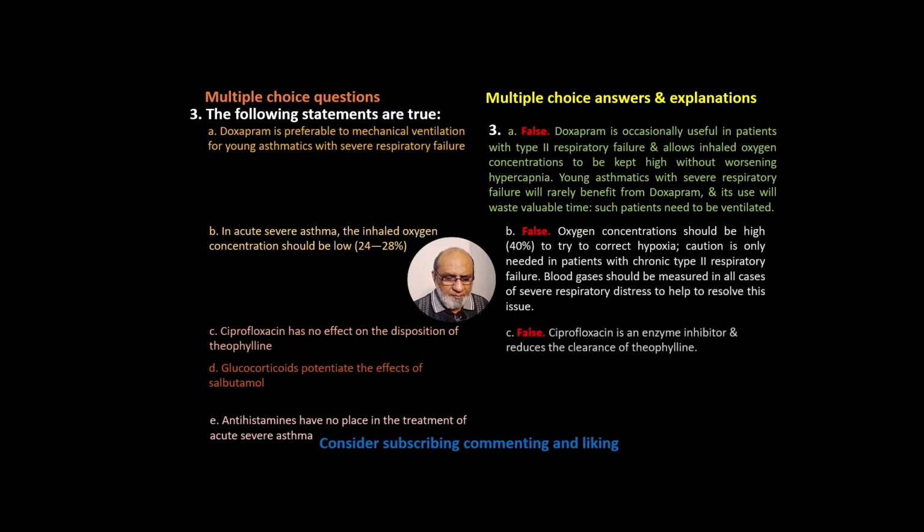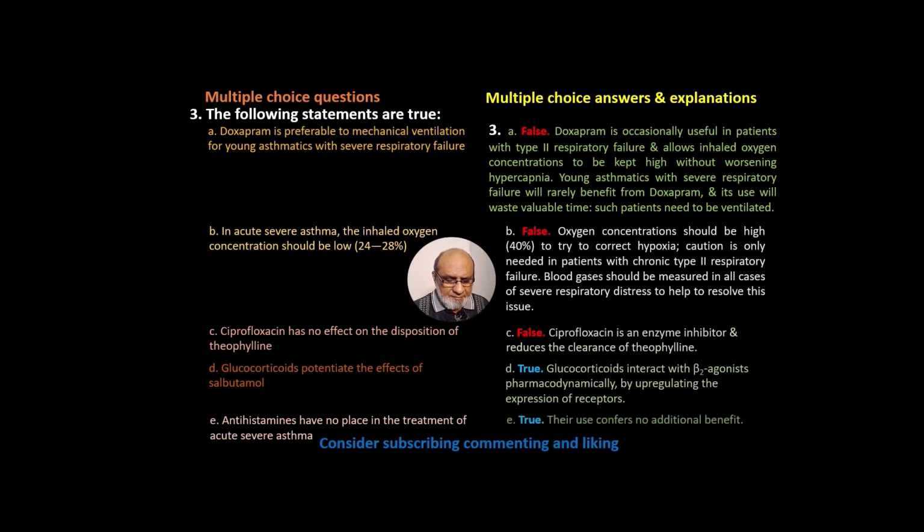Part C, answer is false. Ciprofloxacin is an enzyme inhibitor and reduces the clearance of theophylline. Part D, answer is true. Glucocorticoids interact with beta-2 agonists pharmacodynamically by upregulating the expression of receptors. And lastly, Part E, answer is true. Their use confers no additional benefit.